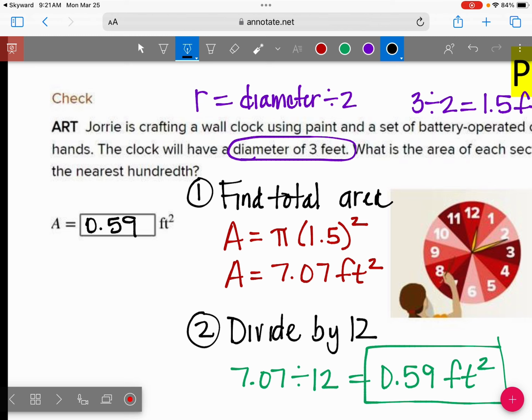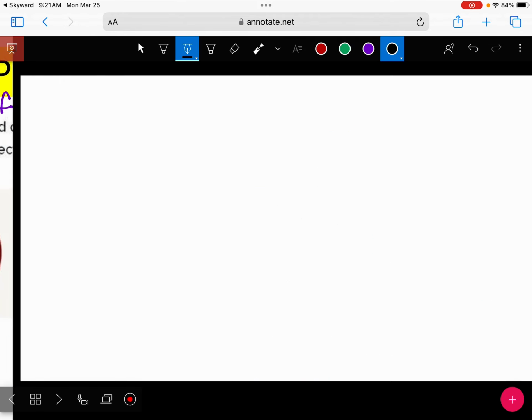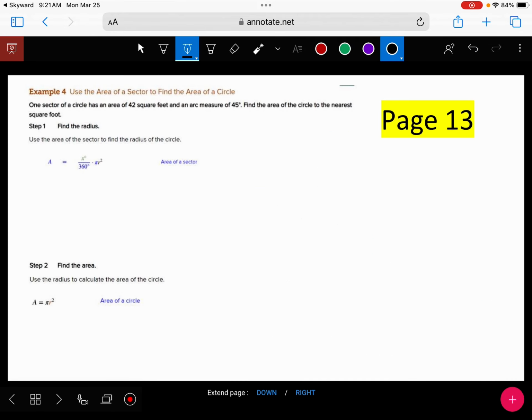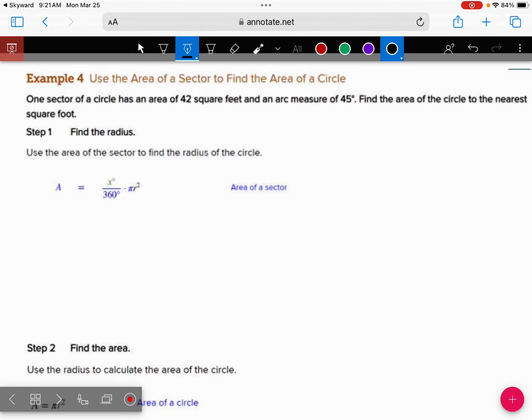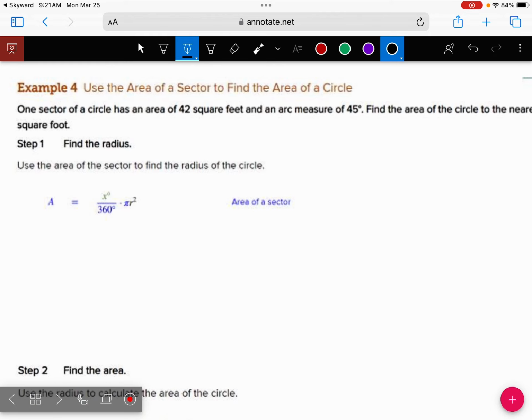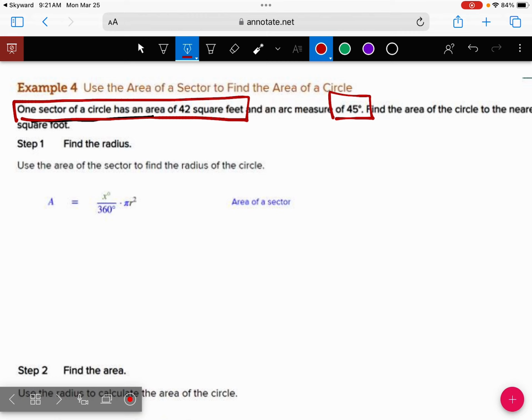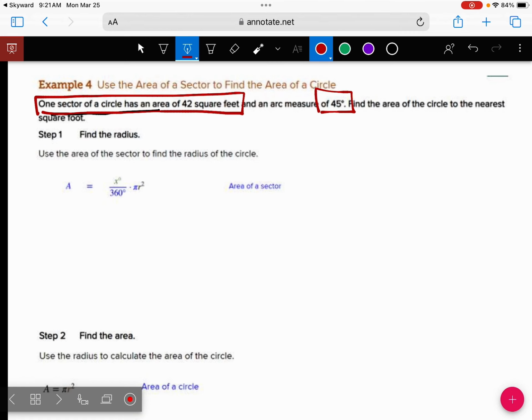All right, we on the back, y'all. Let's finish this out. Okay. So this one is a little different because it told us that one sector of the circle, so they gave us the area of the sector, and they said that the area of the sector is 42 square yards. The arc measure is 45. Find the area of the circle.